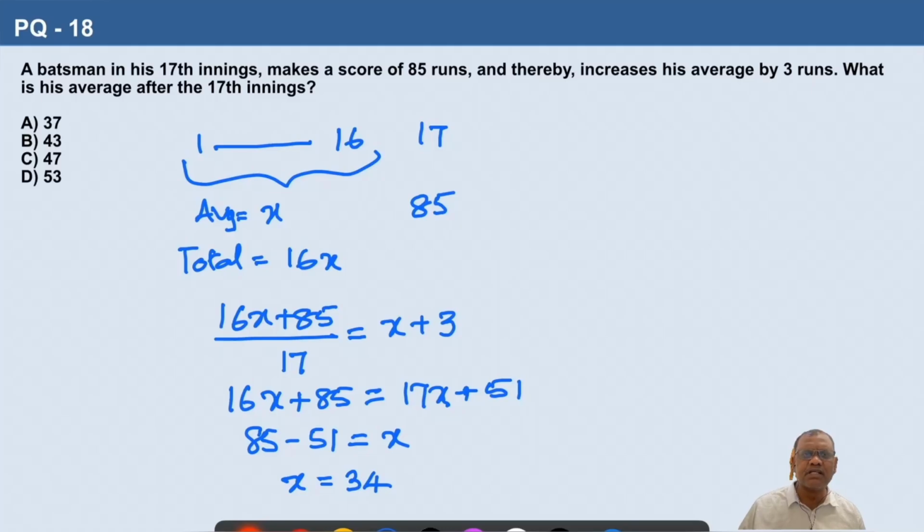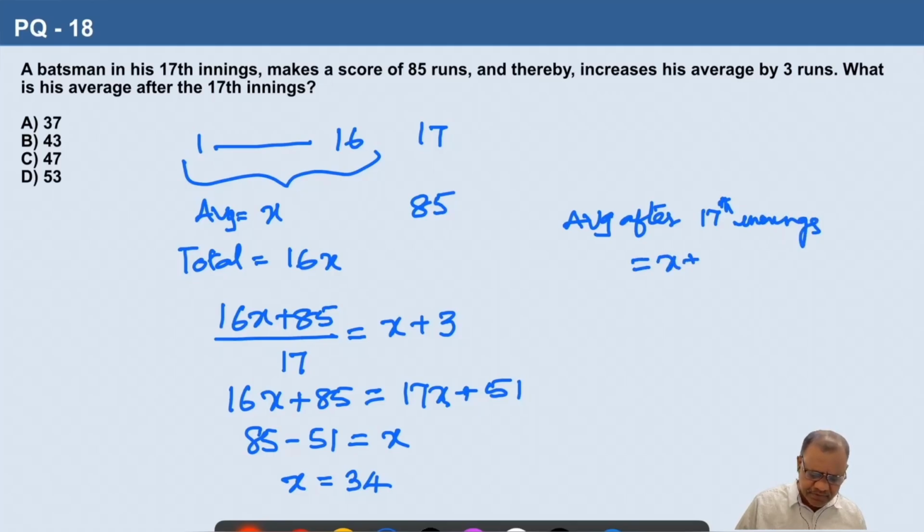Now the question is, what is his average after the 17th innings? So after the 17th innings, it should increase by 3. So average after 17th innings is x plus 3. So x is 34, initial average 34 plus 3, that gives us 37. So this is the new average after the 17th innings. So A is the correct answer.